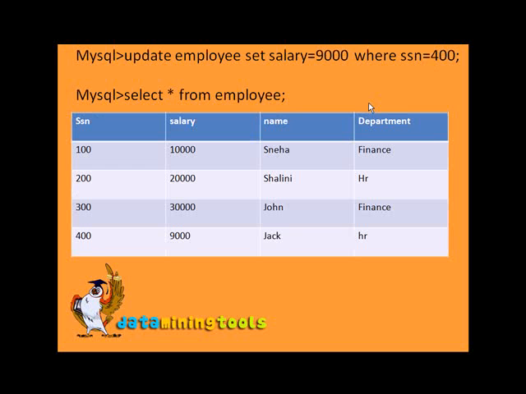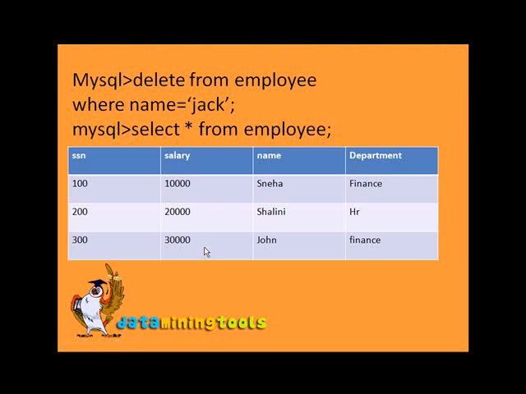Update employee set salary is equal to 9,000 where SSN is 400. This query first looks for SSN value 400. Since Jack has 400 SSN, it immediately sets Jack's salary to be 9,000. Delete from employee where name is equal to Jack. This query first checks for the name Jack. When it finds Jack, it deletes the entire row.